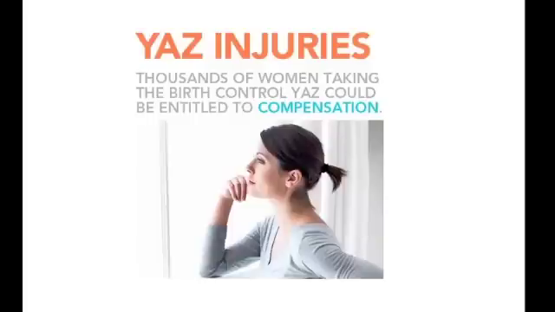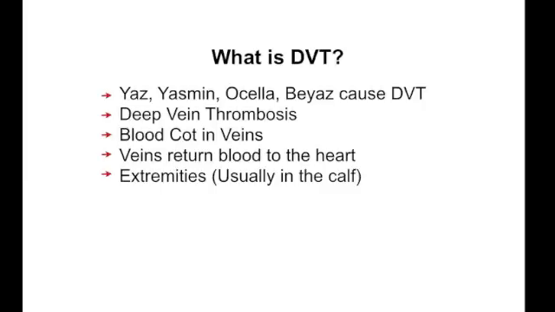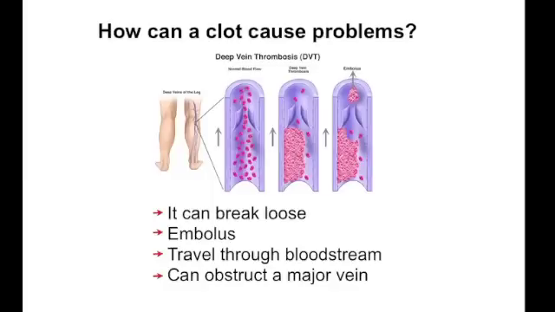Okay, let's get started. So what is DVT? Like I mentioned before, DVT stands for deep vein thrombosis, and basically in layman's terms that stands for blood clots. Now, you see a lot of blood clots originate mainly in the lower extremities, meaning in the legs and the calf area. And the veins, what they do is they return blood to the heart for the most part. Now you might ask yourself, how can a clot cause problems?